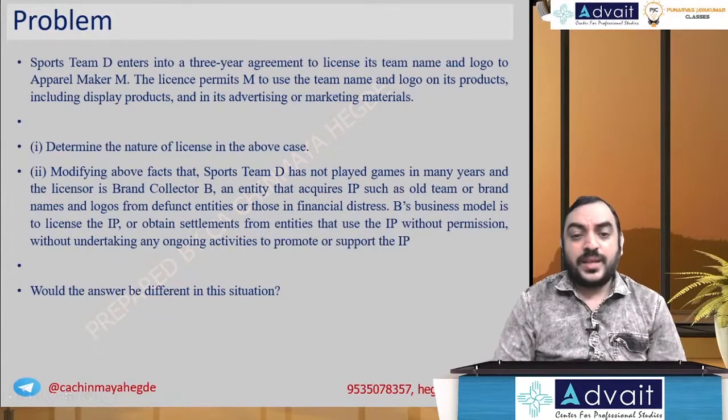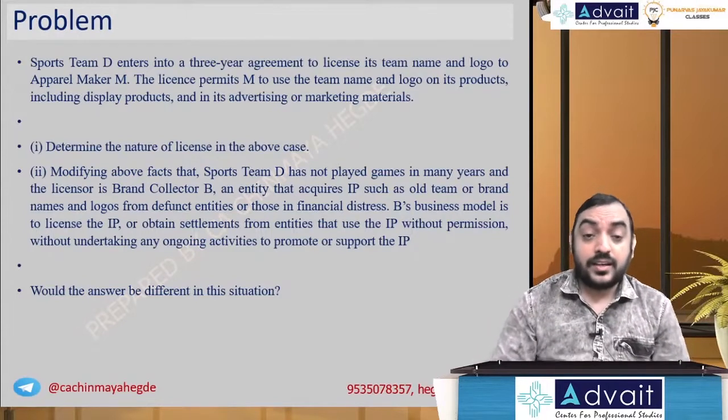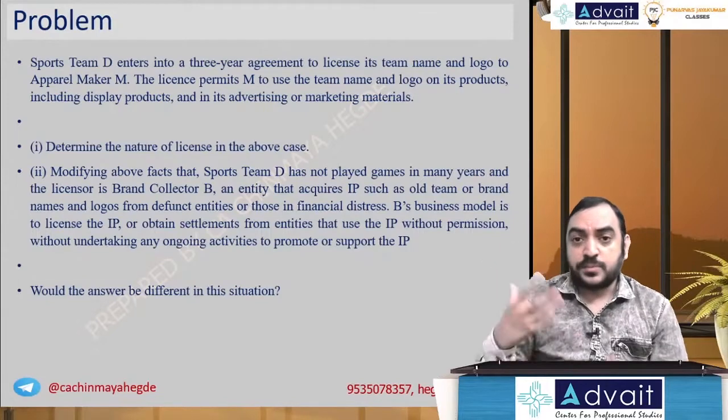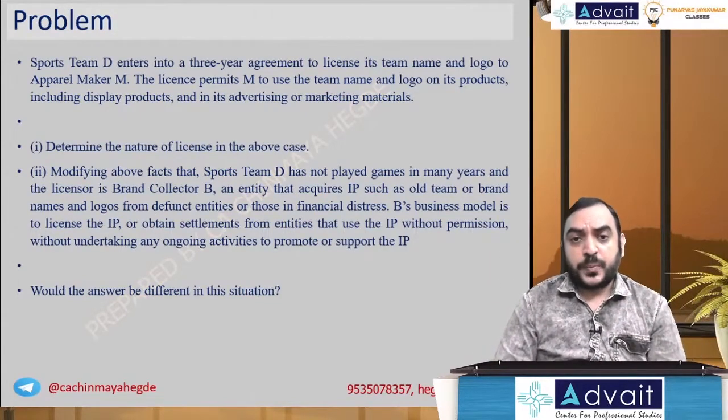A sports team Limited enters into a 3-year agreement to license its team name and logo to apparel maker M. Maybe some Nike comes up with Manchester United on its back, something like that. The license permits M to use the team name and logo on its products, including display products and its advertising or marketing materials. Determine the nature of the license in the above case.